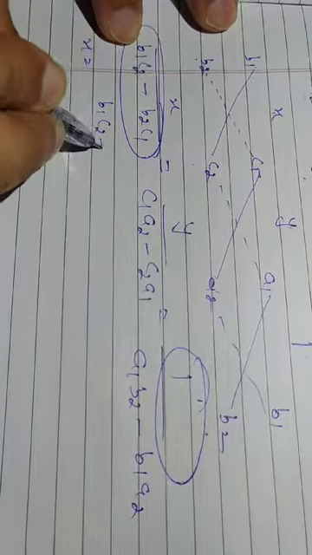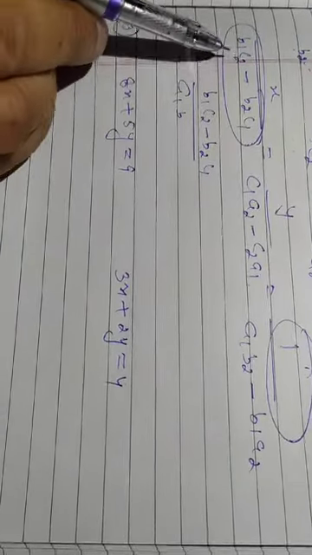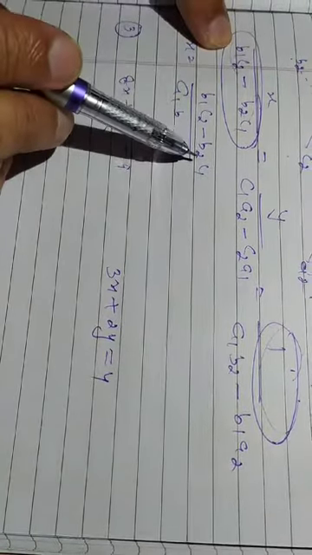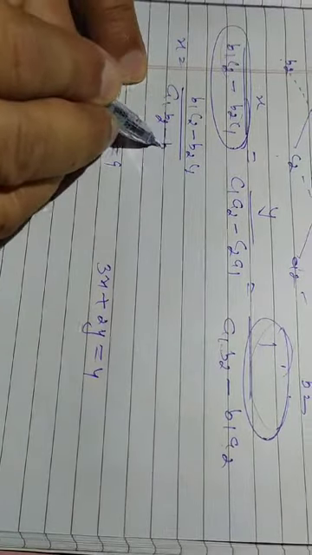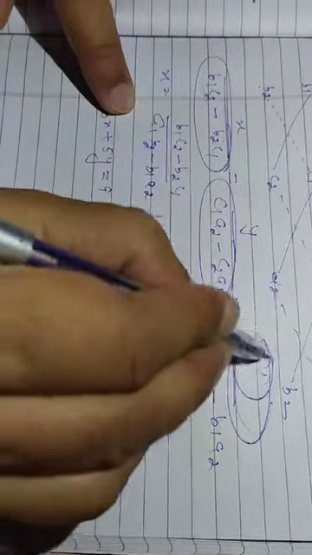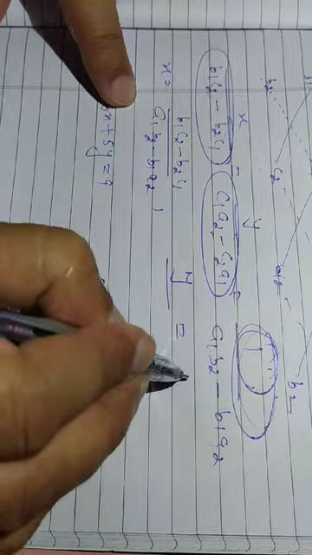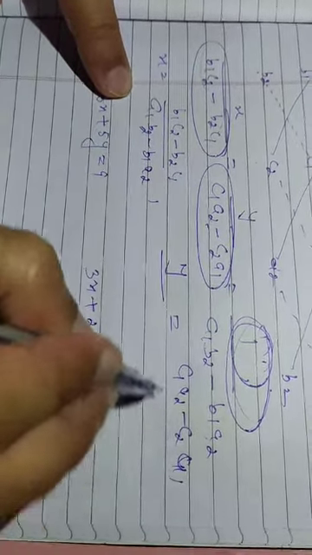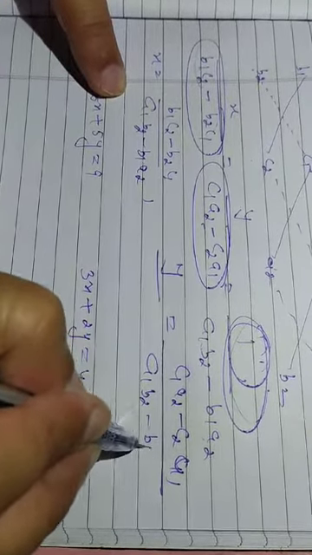When we find the value of x, this value comes here: b1 c2 minus b2 c1 divided by a1 b2 minus b1 a2. Similarly, we can find y by cross multiplying. y is equal to c1 a2 minus c2 a1 divided by a1 b2 minus b1 a2.